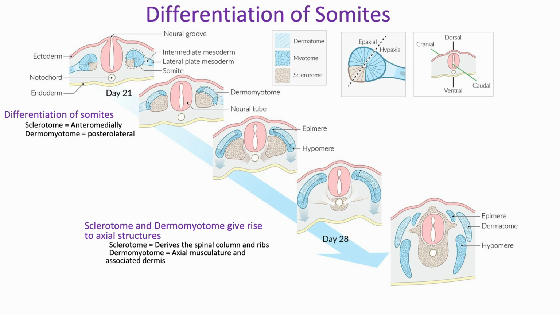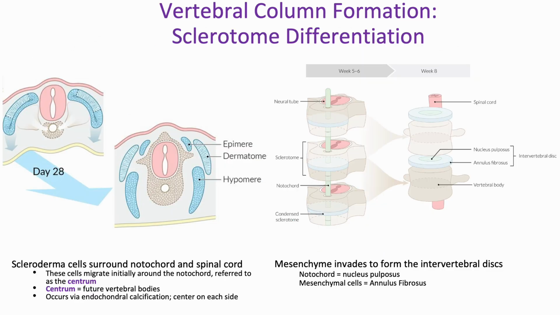All right, so this is the differentiation of the somites, which are made from paraxial mesoderm, that then differentiate once again into sclerotomes and dermomyotomes that give rise to the spinal column and ribs, that's the sclerotome, and then the axial musculature and associated dermis, which is the dermomyotomes.